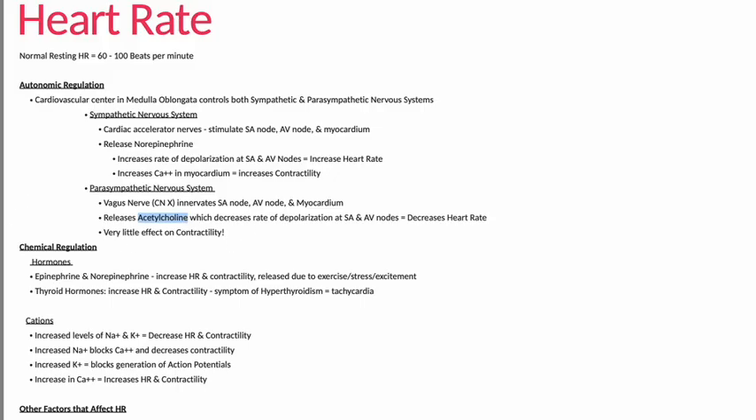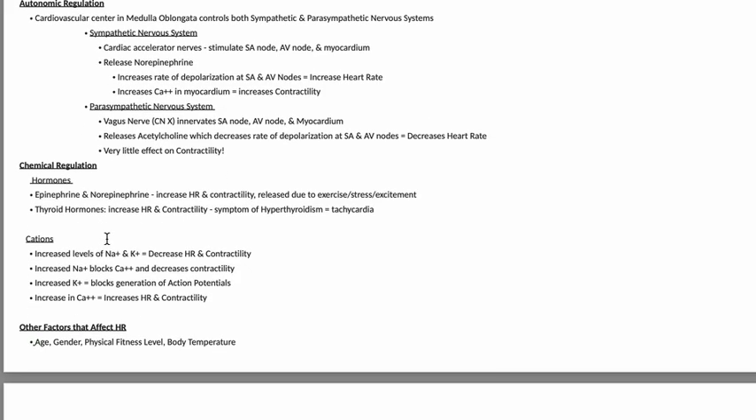It is going to slow down how much the SA node and AV node are firing and decrease heart rate. So you can see this a lot with different yoga breathing techniques and things like that. The parasympathetic nervous system, again, not going to have too much of an effect on contractility, but can definitely slow down heart rate. So what else will affect our heart rate?